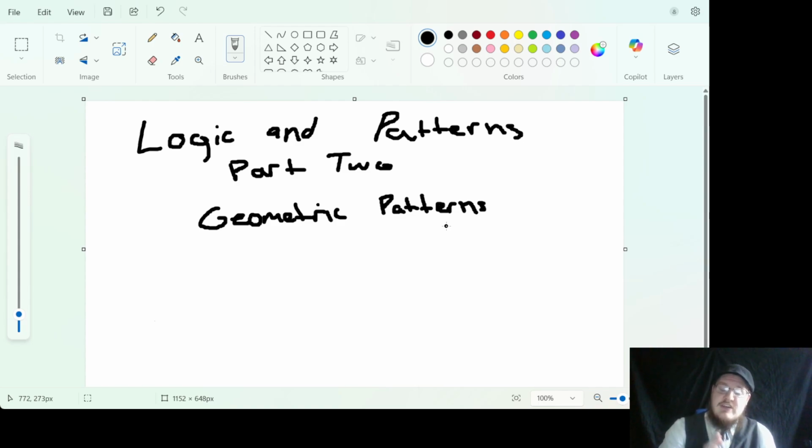Now, this week, we are dealing with geometric patterns. This is changing in the sense that instead of dealing solely with numbers, we are dealing with shapes as well. And with geometric patterns, we have a few different types based off of what kind of shapes we're dealing with, and whether it's a pattern of alternating shapes or a pattern of changing sides.